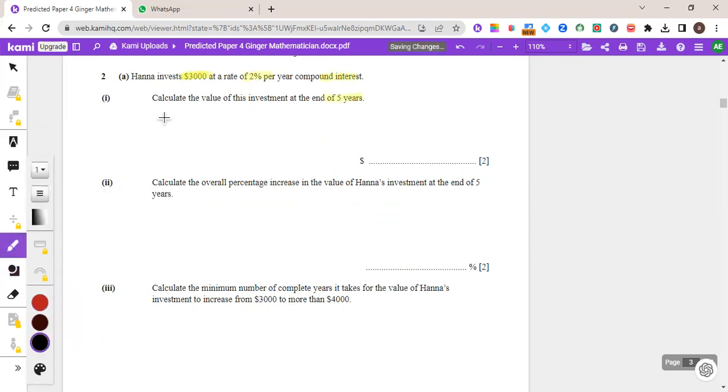Okay, so we're going to use the compound interest formula. Yes. Quickly. It's going to be 1 second. I can't find my calculator. Okay.